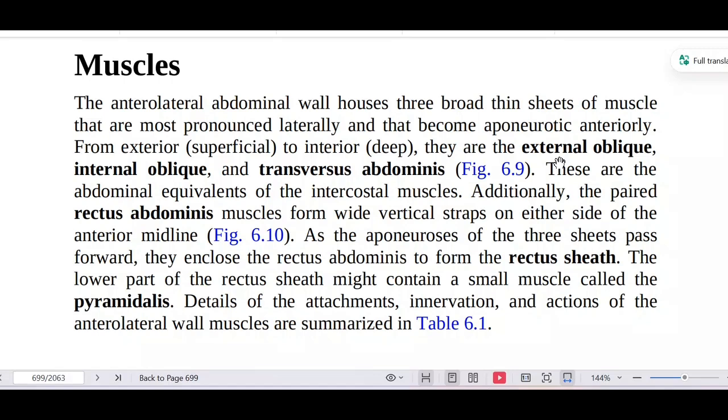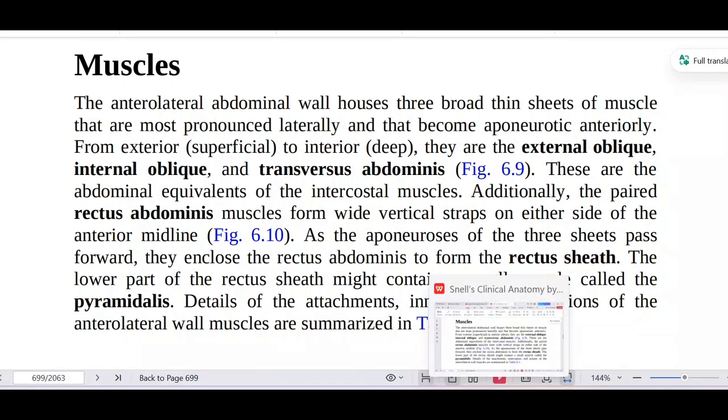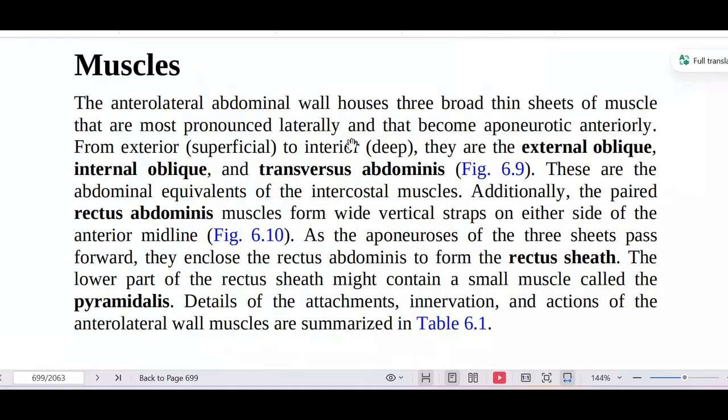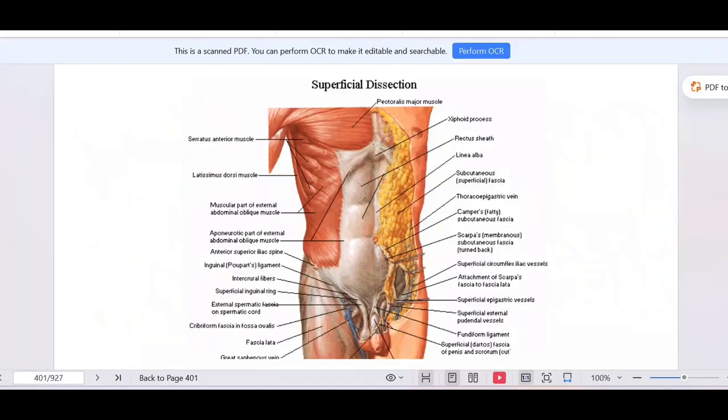Now, as the aponeuroses of the three sheets pass forward, as you know, the fibers of these muscles are coming forward and anteriorly. So the aponeuroses of these three muscles come forward and join at the linea alba. Linea alba is actually the line where the aponeuroses of the three paired muscles are meeting. The midline here is called the linea alba. Here in the center, this line is called the linea alba.